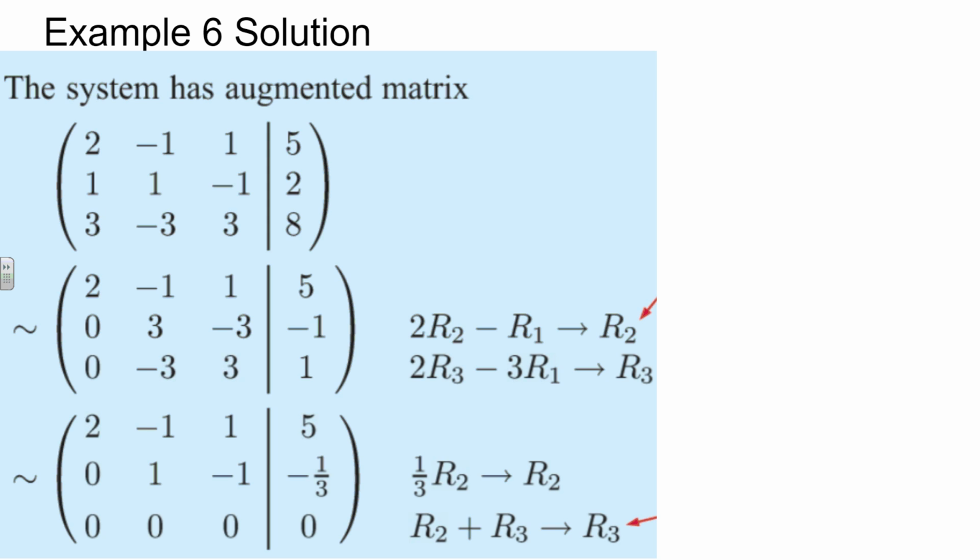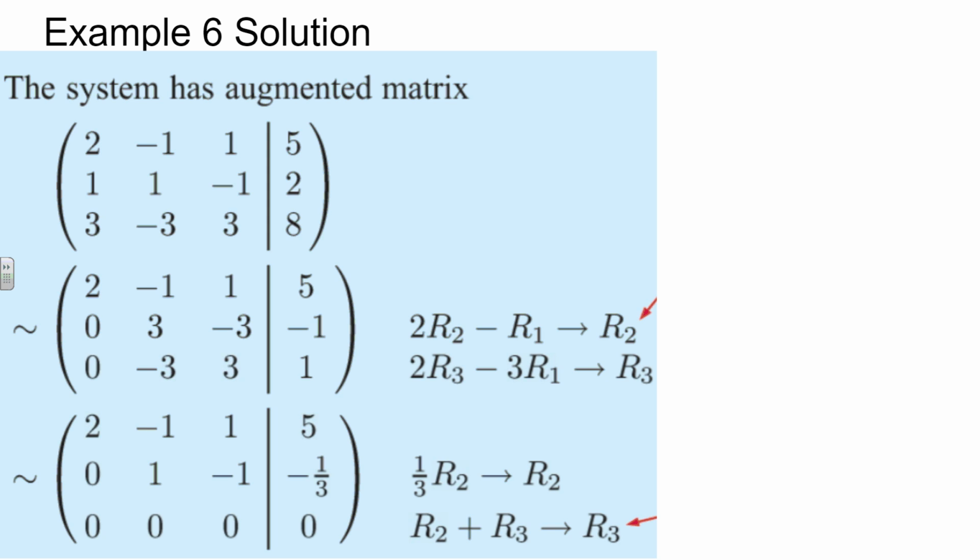Then I'm going to want to get a 0 in row 3, column 2. All I have to do is add row 2 and row 3. Now, when I do that, you notice I get zeros across the bottom. Zeros across the bottom doesn't automatically mean that it's no solution. It might, but it doesn't automatically.